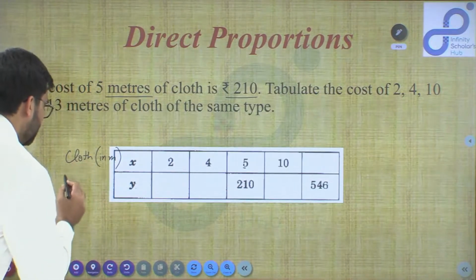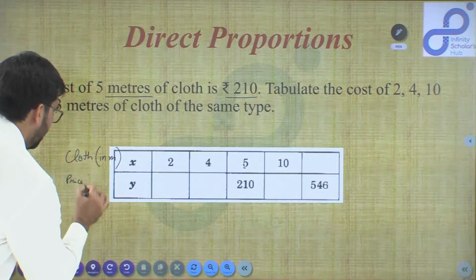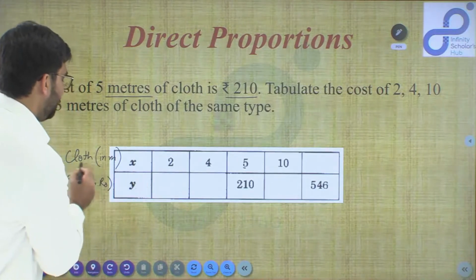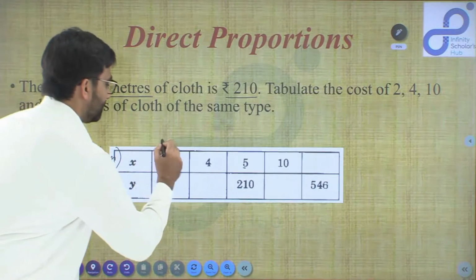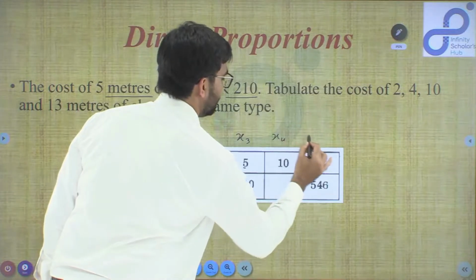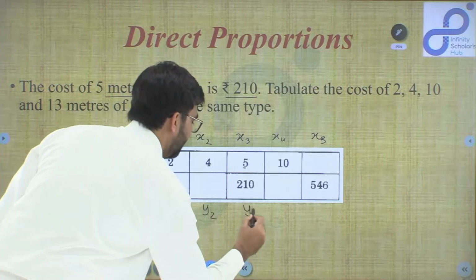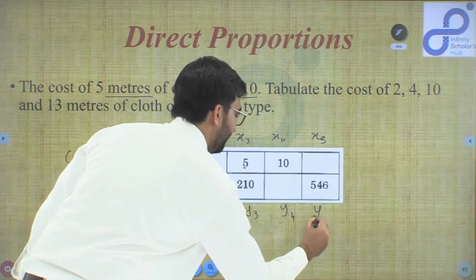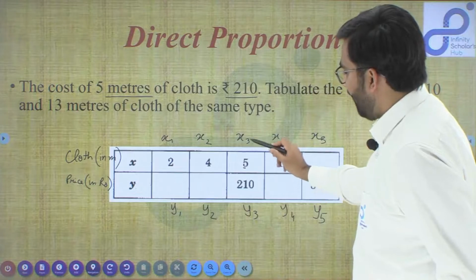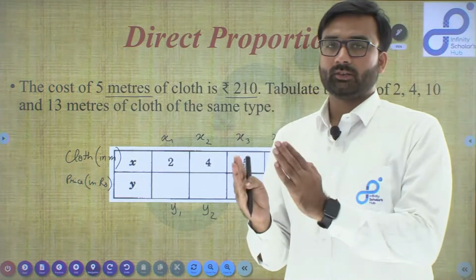So this is your price, that is in rupees. Now see, you have considered your cloth in meters, that is x. So this will be x1, x2, x3, x4, x5, and this will be y1, y2, y3, y4 and y5. Now see, you are given the value of x3 and y3. If we find out the value of x3 upon y3, we will come to know the constant.